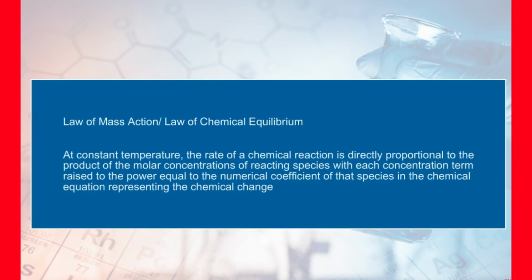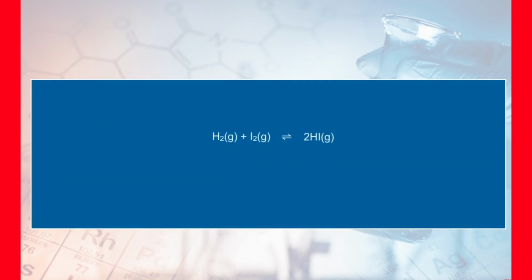It states that at constant temperature, the rate of a chemical reaction is directly proportional to the product of the molar concentrations of reacting species, with each concentration term raised to the power equal to the numerical coefficient of that species in the chemical equation representing the chemical change. For example, the equilibrium constant for the combination of hydrogen and iodine is determined by the given equation.